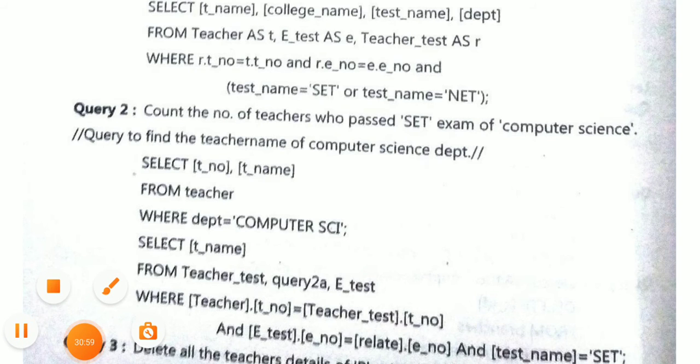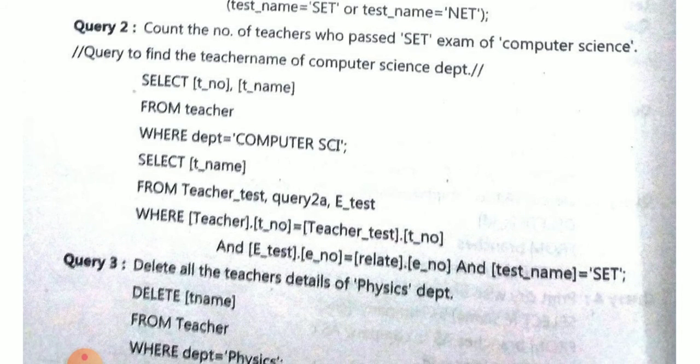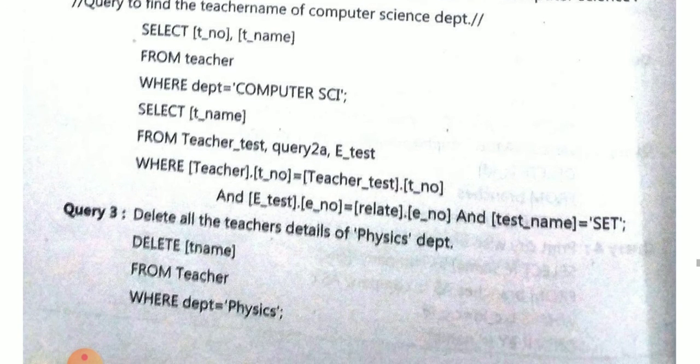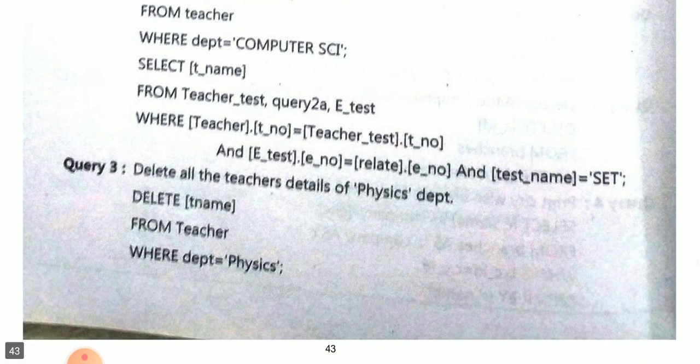Okay, now see here query 2: count the number of teachers who passed SET. Suppose we want to count the number of teachers who passed SET exam for computer science. Then select T number or T name from teacher table where department is equal to computer science, and select T name from teacher test, E test where teacher.T number is equal to teacher test.T number, and E test.E number is equal to teacher test.E number, and test name is equal to SET. This query gives us the number of teachers who are passing the SET exam from the computer science department.